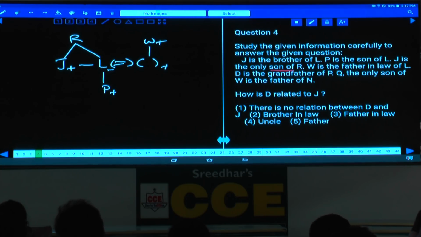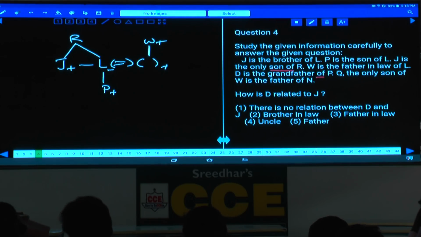And D is the grandfather of P. Grandfather of P, D is the grandfather of P. Now grandfather means either this person's father will be here or this person's father. Out of which W is already the grandfather of P.